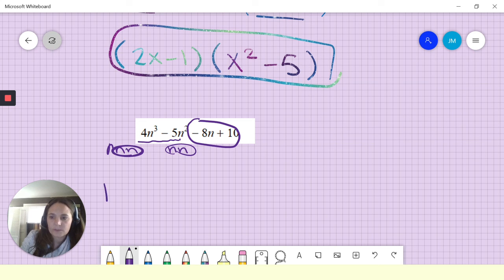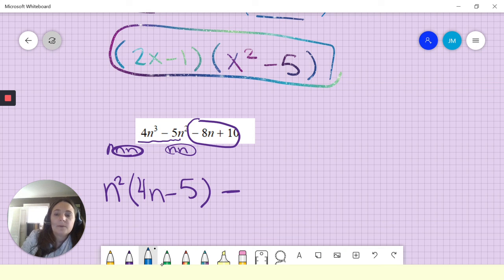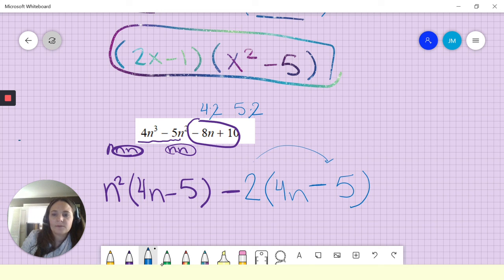So we're going to pull an n squared out. And what do we have left? We have the 4n minus 5. Okay, and our next guy, we're going to bring down our minus sign. Let's get a different color. And now what is the greatest common factor between 8n and 10? Well, that would be 2, because 4 times 2 is 8, and 5 times 2 is 10. So we're going to pull out the 2. So what do we have left? We have 4n, and over on the second term we have 5. Okay, but again, be careful. We pulled out a negative 2. A negative 2 times a negative 5 would give me that positive 10.